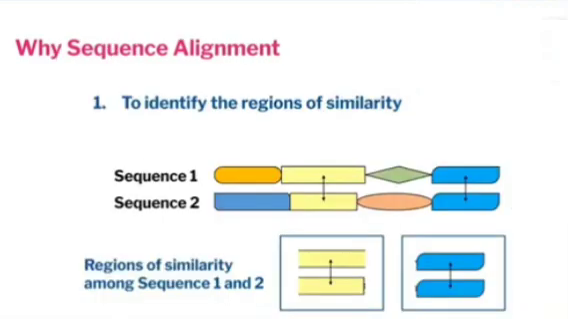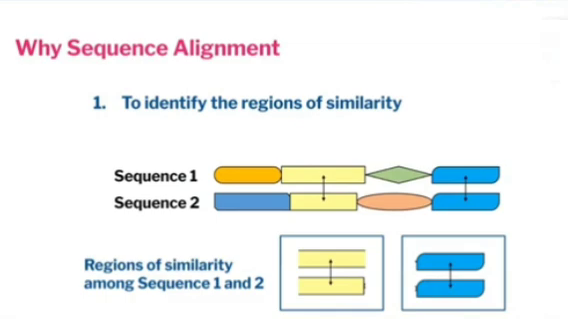Okay, now we know what a sequence alignment is. But why do we do that? There are a number of reasons and a lot of information that can be gathered from a sequence alignment. First, we can identify the regions of similarity between two sequences. From the image on the slide, if you consider each block as a small stretch of sequence, the stretches that match can be spotted.